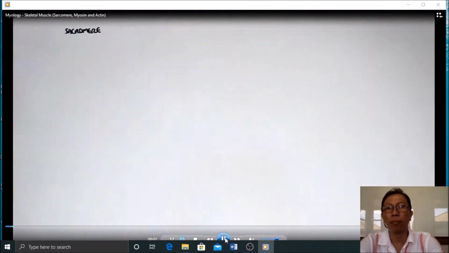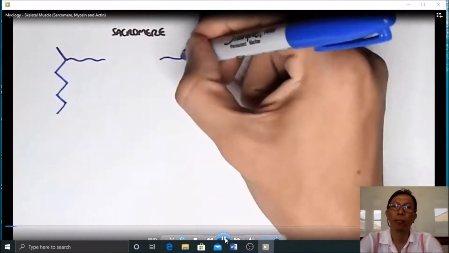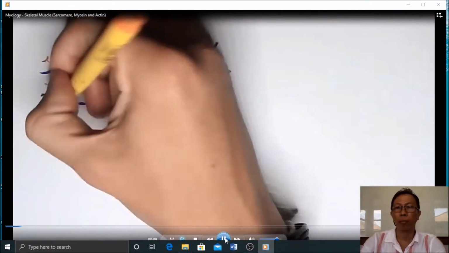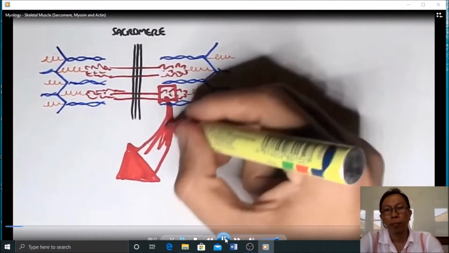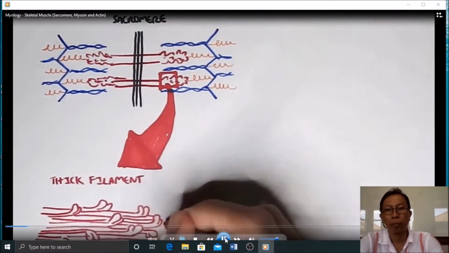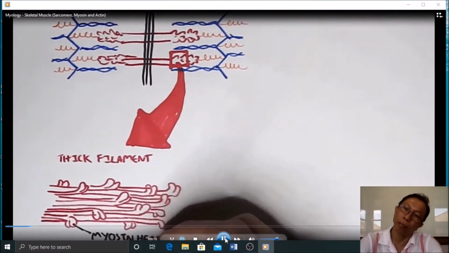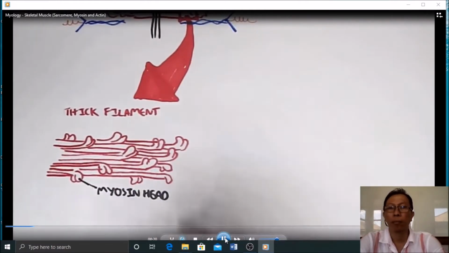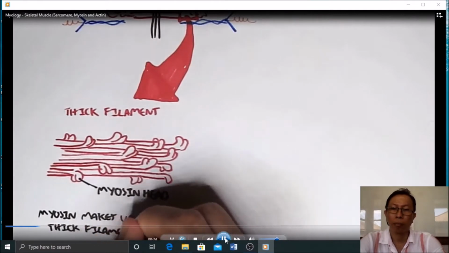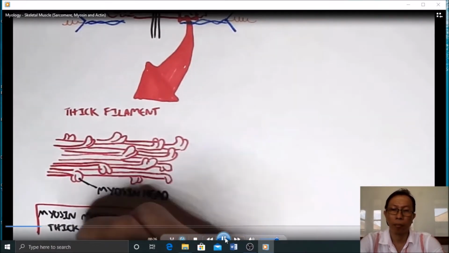So just recapping, here's what our sarcomere looks like, and it contains the thin filaments and the thick filaments. The thin filaments in blue and the thick filaments in red. So let's get a portion of this thick filament, and this is what it looks like. And it contains many myosin heads, usually in doubles, as you can see. And myosin, the protein myosin, makes up the thick filaments. So each of these heads are part of a myosin molecule, you can say.